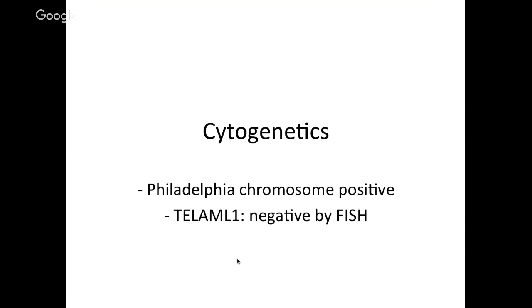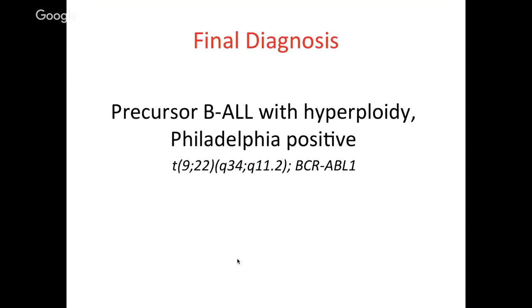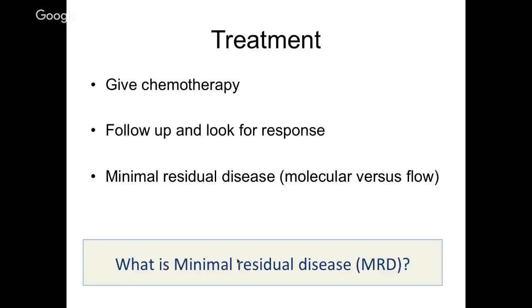But when we did the cytogenetics, it was Philadelphia chromosome positive, which is a strong leukemia, bad leukemia. LAML1 was negative. So our final diagnosis in this case was the child has precursor B cell ALL with hyperploidy, Philadelphia positive. Now this was given treatment, chemotherapy, and we called the patient after a month to look for response.